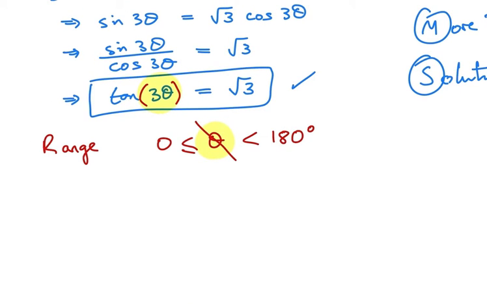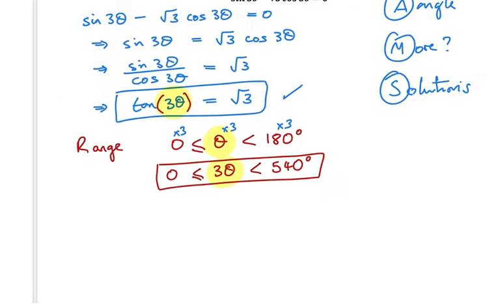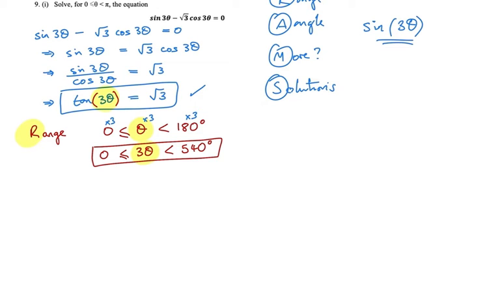So we're going to change our range, okay? And what we're going to do is try and make the theta become 3 theta. And to do that, we're just going to times everything by 3. It's just the rules of inequalities. We can just times everything by 3. So 0 times 3 is just 0. Theta times 3 is 3 theta. And 180 times 3 happens to be 540 degrees. Now we have our range, which contains the correct thing in the middle. Brilliant. So that's R for range.